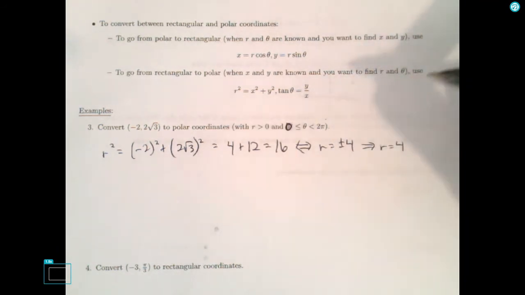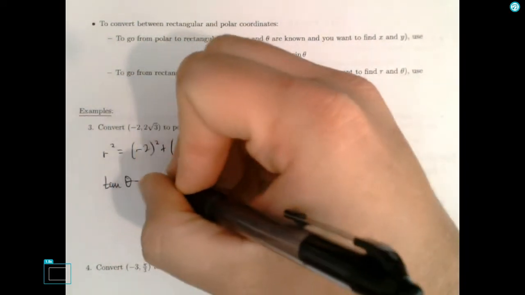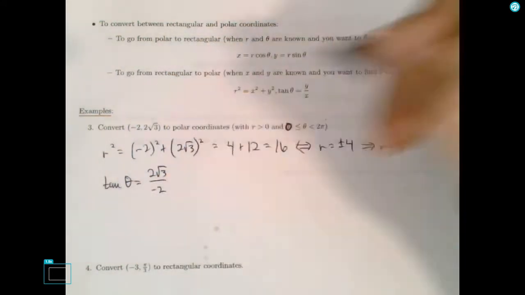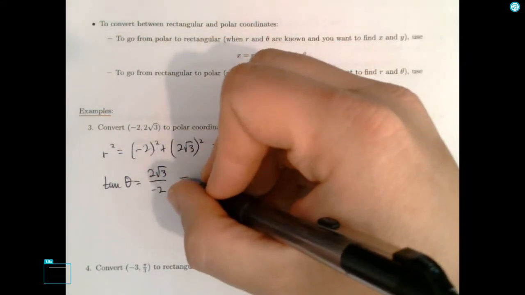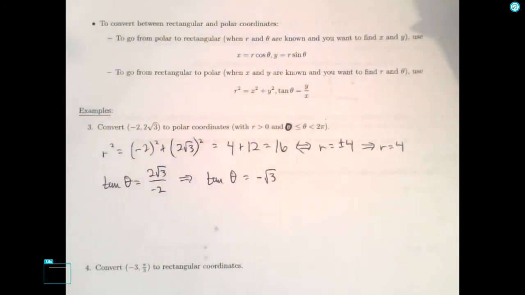Okay. And then what about theta? Well, for theta, we're going to use this relationship, right? Tangent theta is y over x. So tangent theta is negative root 3. If you know the angle such that tangent of that angle is negative root 3, if you just know that off the top of your head, that's fine. Otherwise, you can use your calculator and say, well, theta has to be tangent inverse of negative root 3, or some kind of pi multiple of that, right?